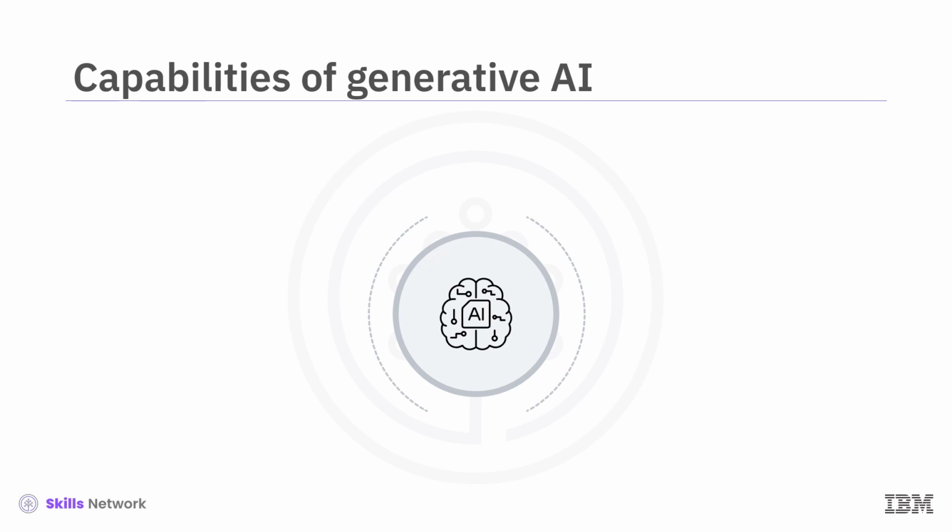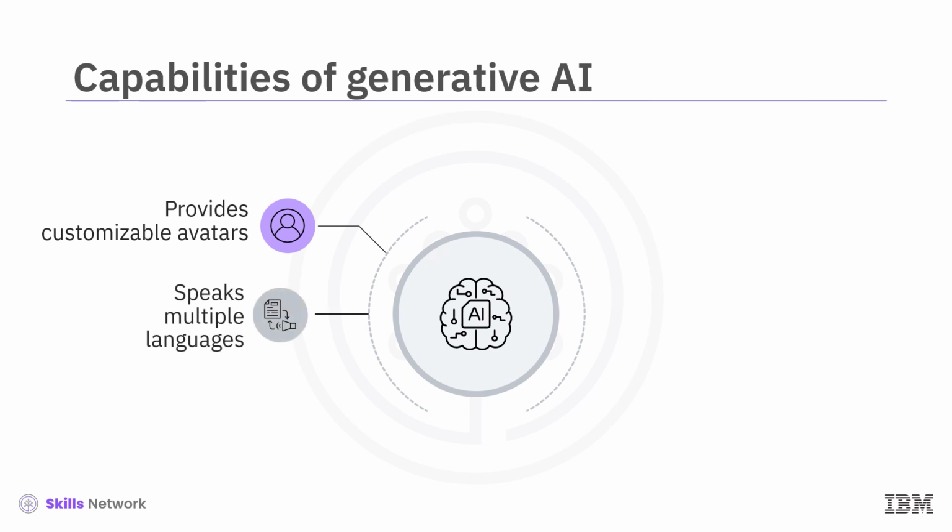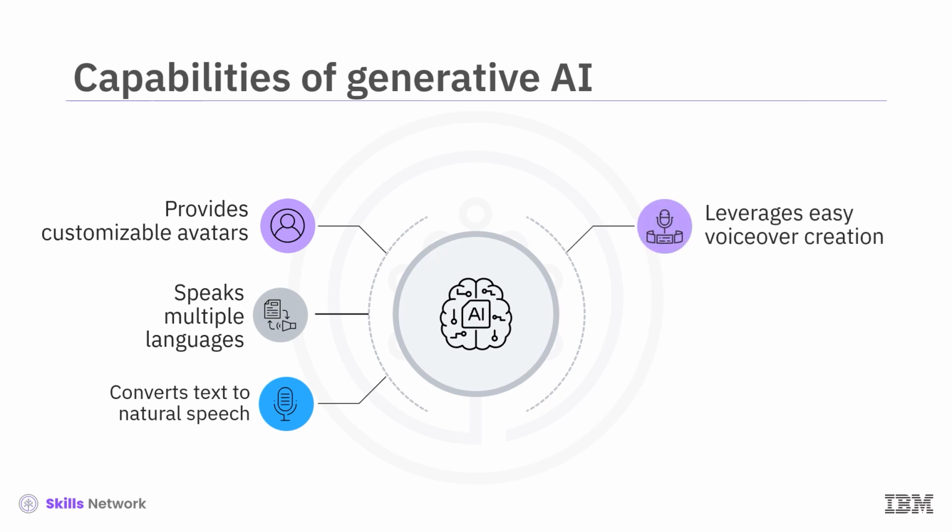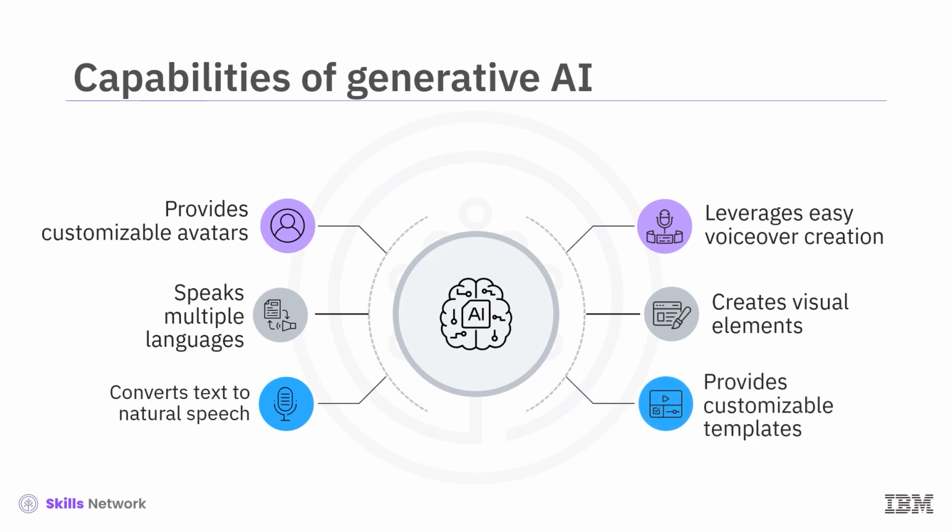Generative AI-powered video creation tools come with customizable avatars, allowing consistent and engaging presenters. The virtual avatars look like humans and speak multiple languages. These tools can convert text into natural speech, enabling easy voiceover creation and video narration. Generative AI video creation tools can also generate visual elements, such as images, animations, and charts, to support video content. It also provides customizable templates that can be tailored with different styles and layouts.